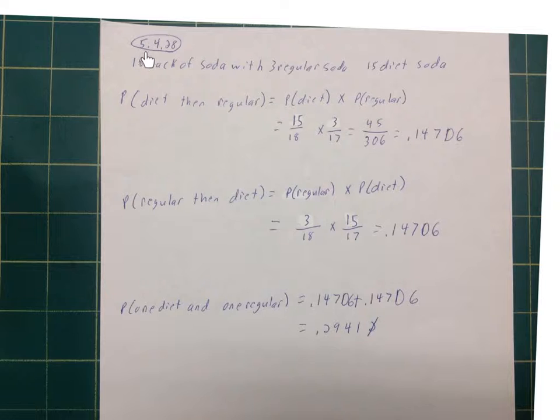It's from section 5.4. It's number 28 out of the book. You have an 18 pack of soda. Three of them were filled with regular soda by accident, and then the other 15 are diet. So you got a total 18 cans of soda within a pack, and 3 are regular and 15 diet. You want to find the probability of 1 diet and 1 regular.